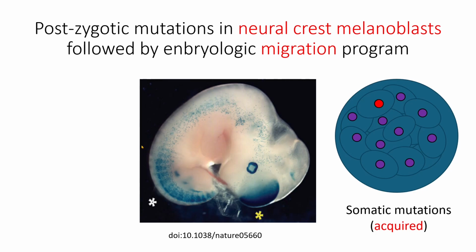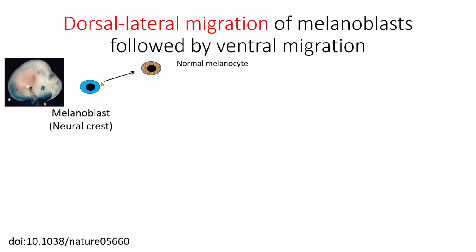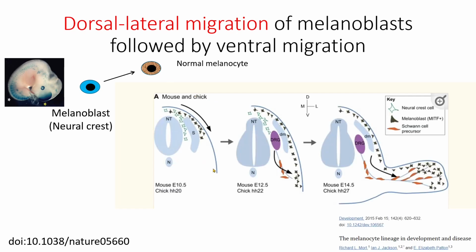Let's talk about the embryology of melanocytes. Usually in these anomalies, there are post-zygotic mutations in the neural crest melanoblast, and after that there is a migration program from the neural crest to the skin or other areas. In the normal melanocyte, it starts with a dorsolateral migration that places the normal melanocytes inside the skin and also in the hair shaft. The second is a ventral migration that follows the Schwannian nerve formation.